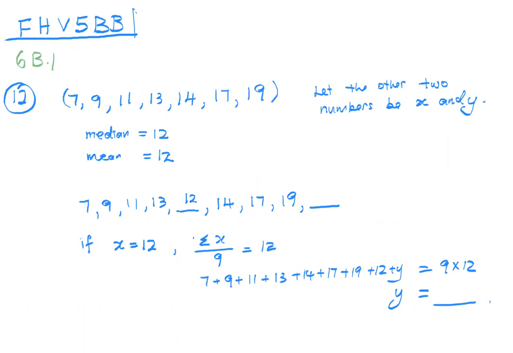No. It cannot be 6. How can it be? You say you've got 9 data. The median is 12. The mean and the median of a set of 9 numbers are both 12. 7, 9, 11. Oh, I know what my mistake is.